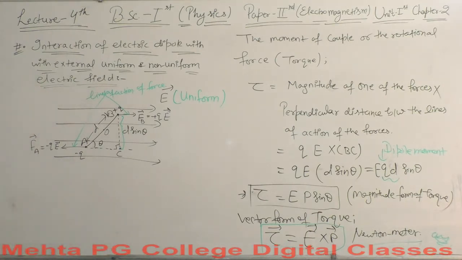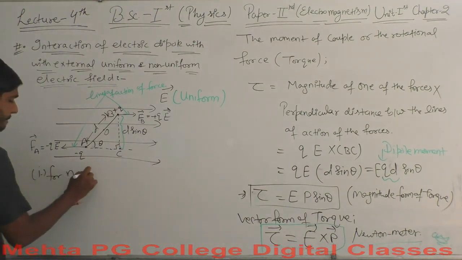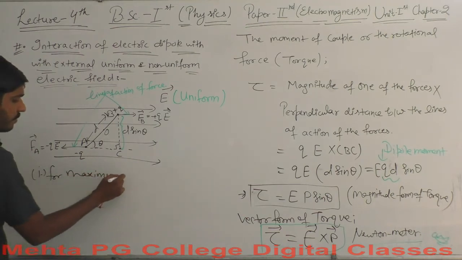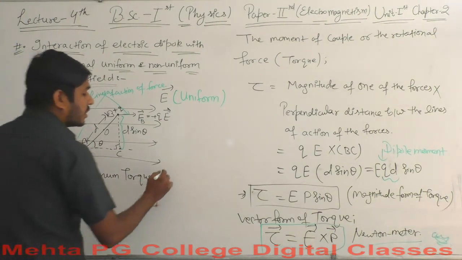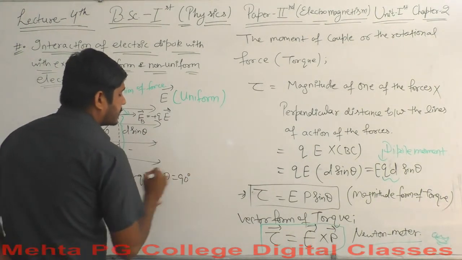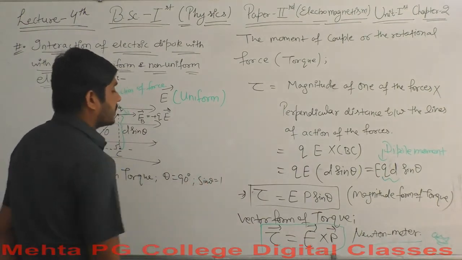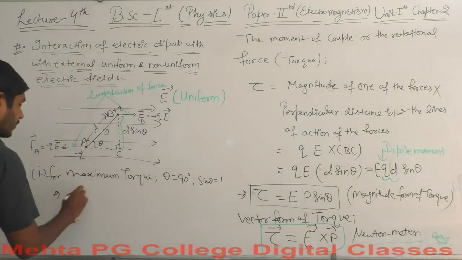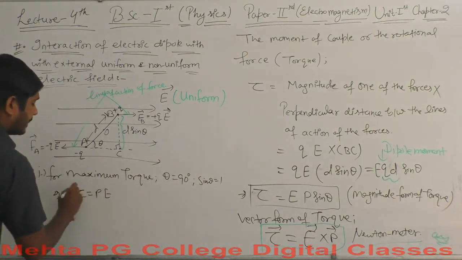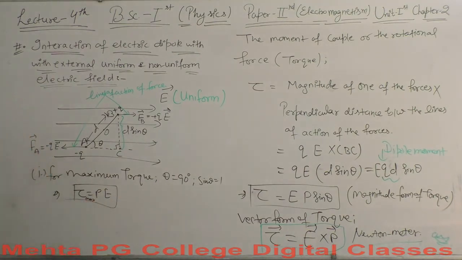First of all, we should talk about the maximum torque. For maximum torque, theta must be equal to 90 degrees, so that sine of theta equals 1. We will use the magnitude form again. So what should be the value here? Tau will be equal to PE, and this is the maximum value. Let's say this is tau maximum.